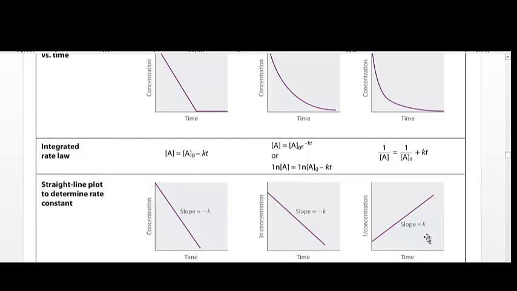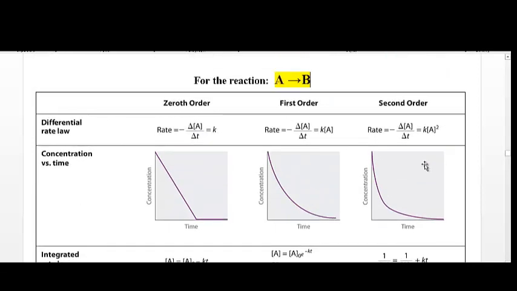The slope is a positive k. And the rate law for this is 1 over A equals 1 over the initial concentration plus kt. Right? So lowercase t is your time, and this A naught symbol means the initial concentration. So this is the zero, first, and second order trajectory for this reaction, and this reaction only.